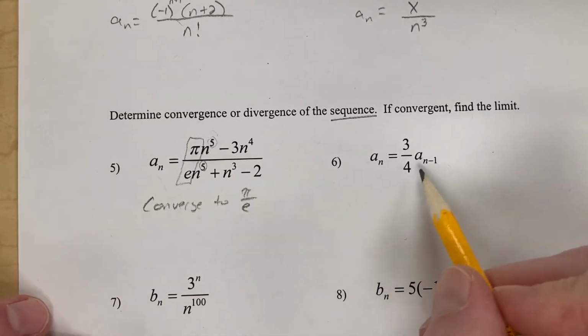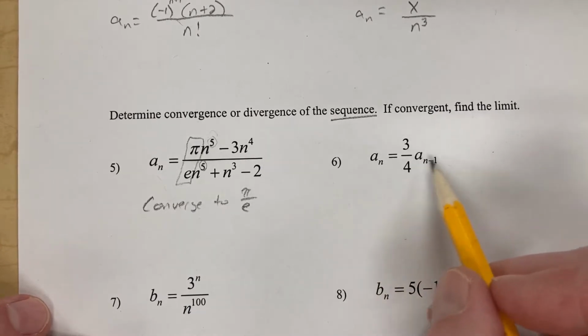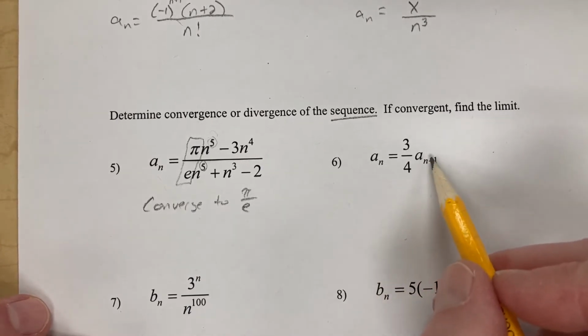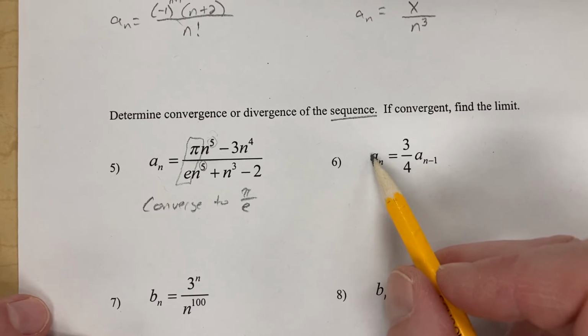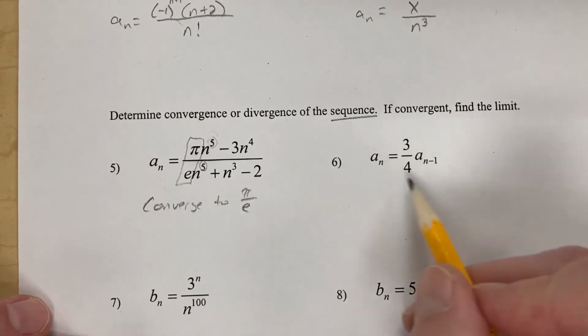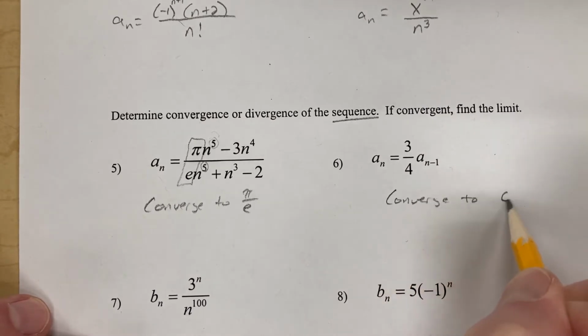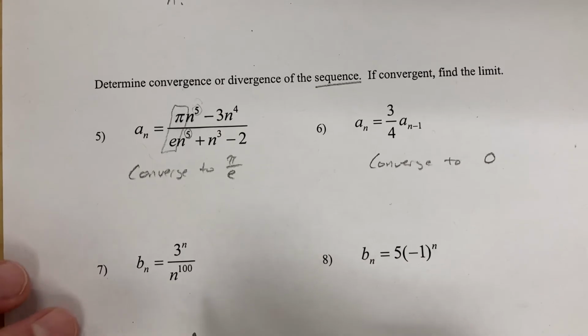All right, number 6. We're going to continually multiply by 3/4. This is what's called a recursive formula. It means take whatever you had, multiply by 3/4, that'll get you the next term. Well, if we multiply by something less than 1, it's going to continue to get smaller and smaller and smaller, and so this will converge to 0 over time.